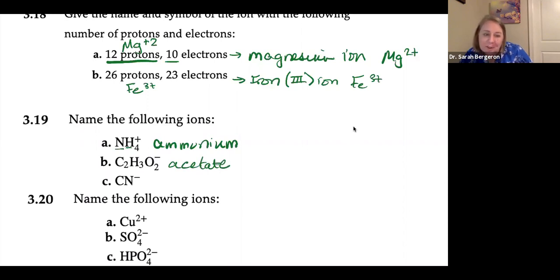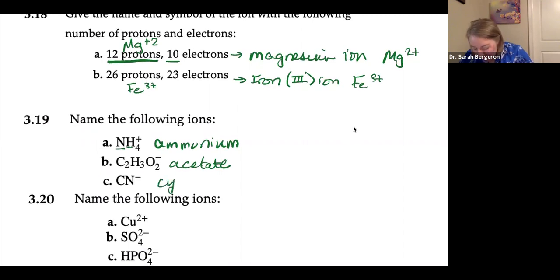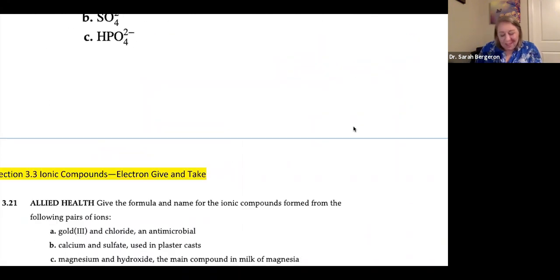CN-. All you have to do is go find it on the table. This one is called cyanide. C-Y-A-N-I-D-E, cyanide. Now cyanide is the only polyatomic ion that is going to end in, guess what? IDE. I don't know why they do that. Just to mess with us, right? So cyanide is a polyatomic ion, but it ends in IDE. Be careful. Just be careful with that one. Okay. And I think that's it.